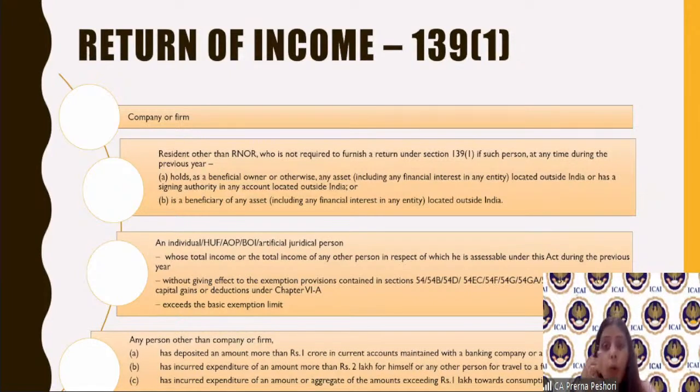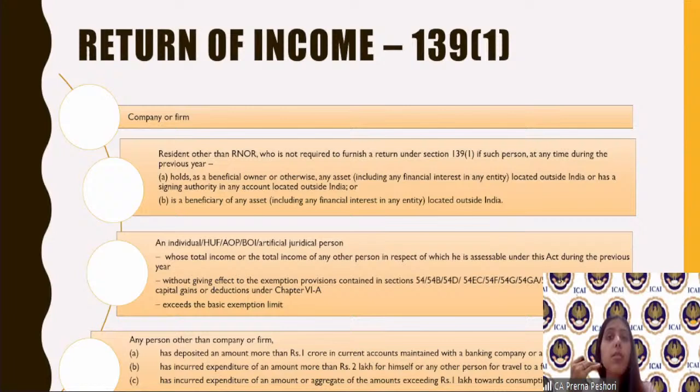But what does 139 say? 139 says that the total income should be the gross total income without considering the chapter 6A deductions and even the exemptions granted under 54 series. So if you have capital gain in your total income, say for example, if your capital gain is 1 lakh, which is exempt, say under section 54, and say your other income is 2 lakhs.